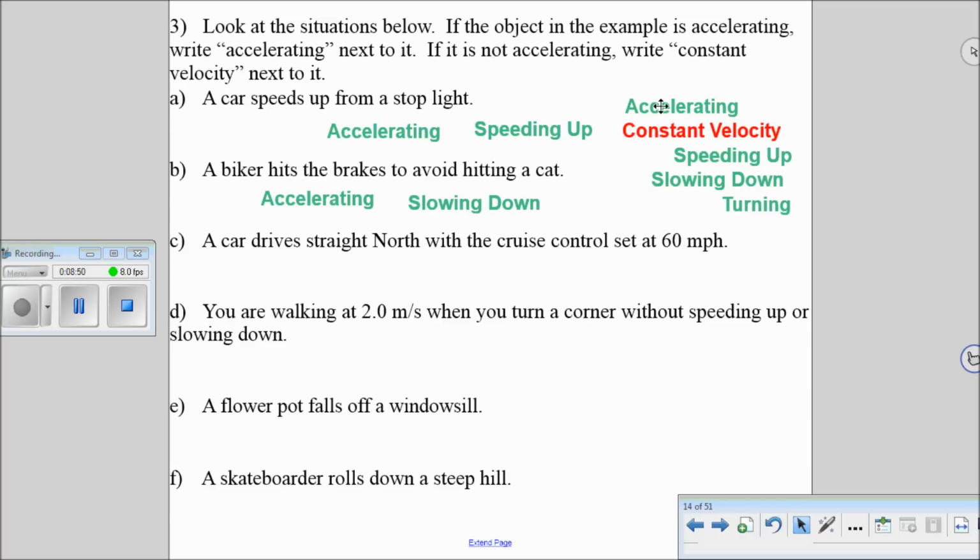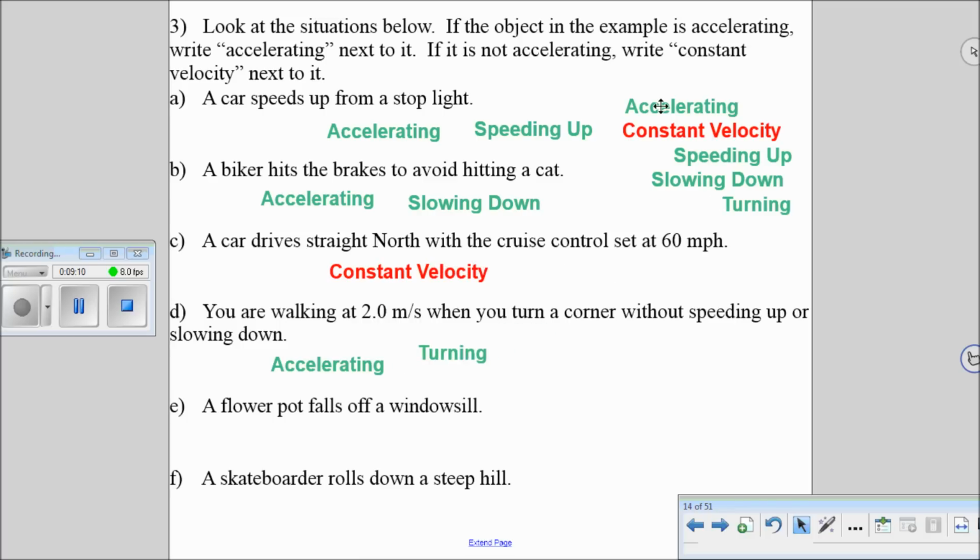A car drives straight north, so it's not turning, with the cruise control, so it's not speeding up or slowing down or anything. That means that it is a constant velocity. All right, let's see, you're walking at 2 meters a second and you turn a corner without speeding up or slowing down. You are totally accelerating because you are changing direction, you're turning, right?